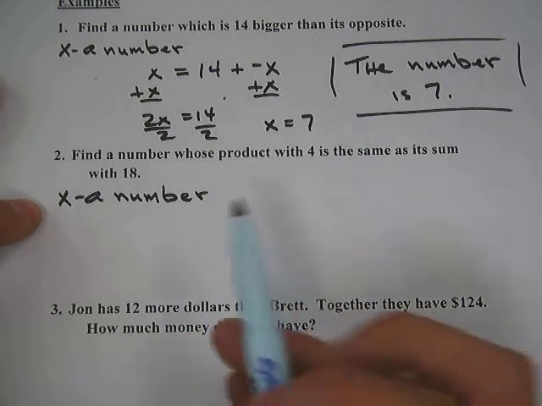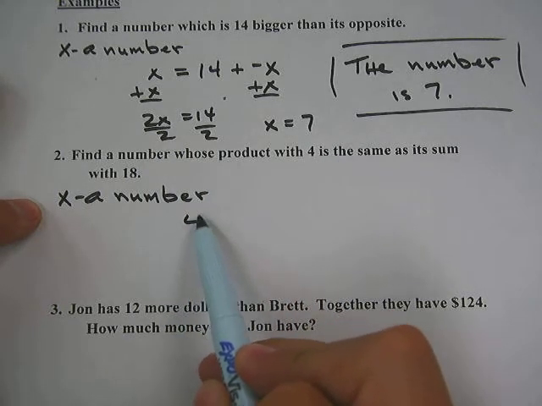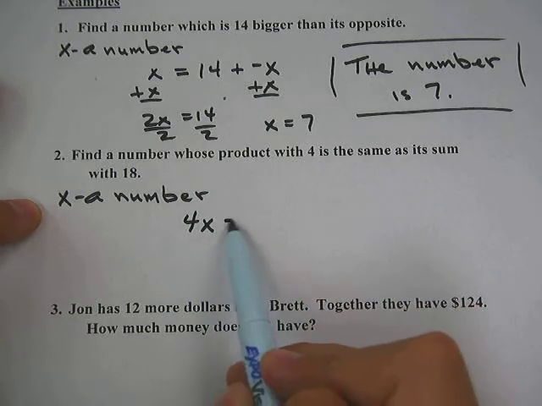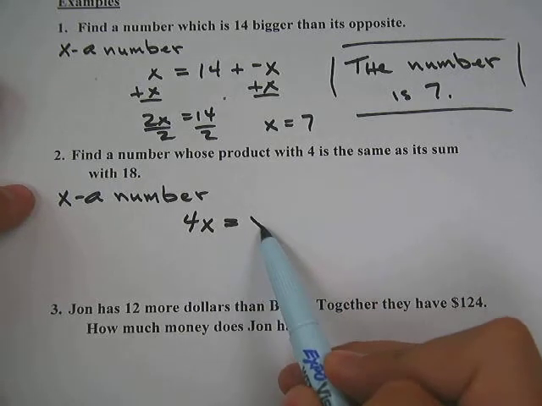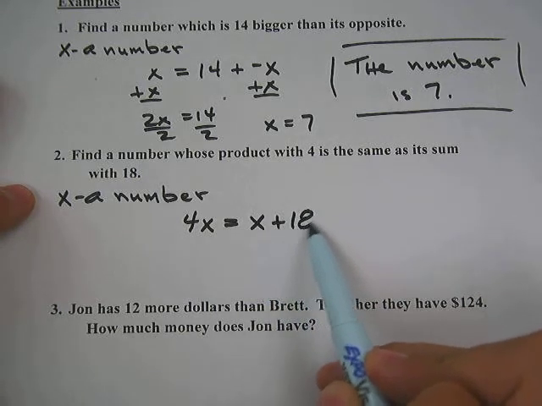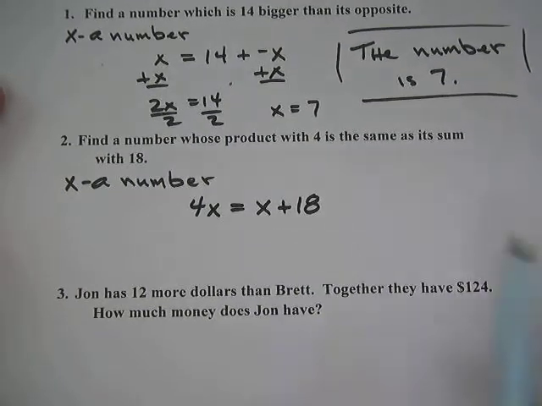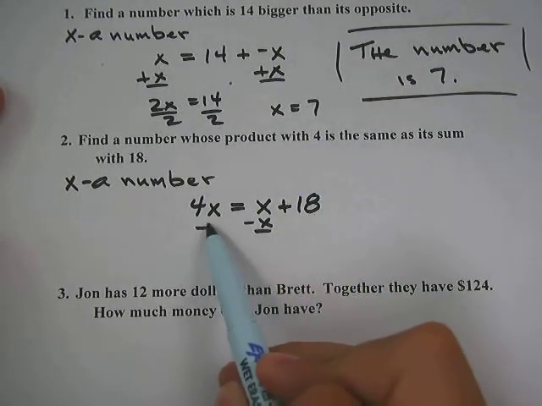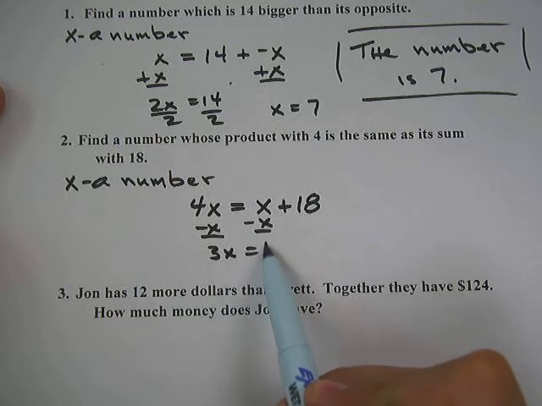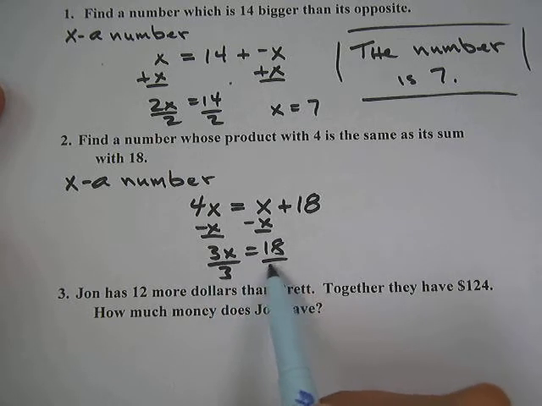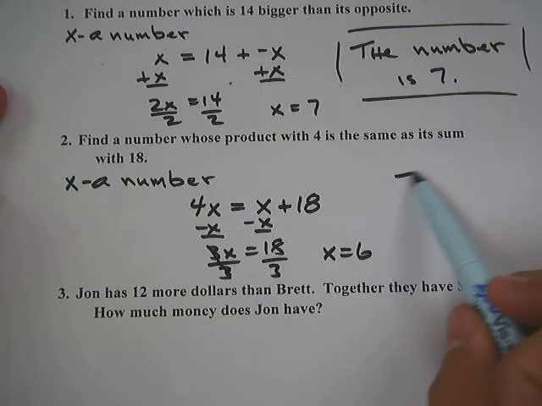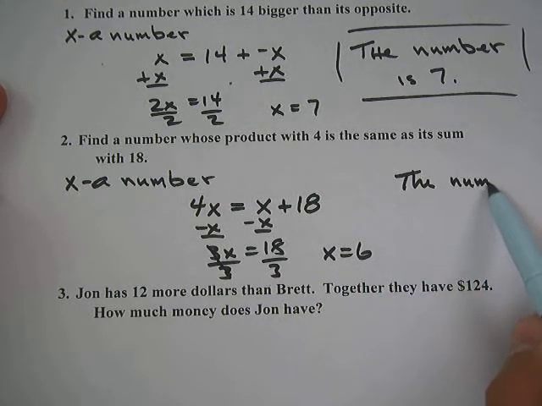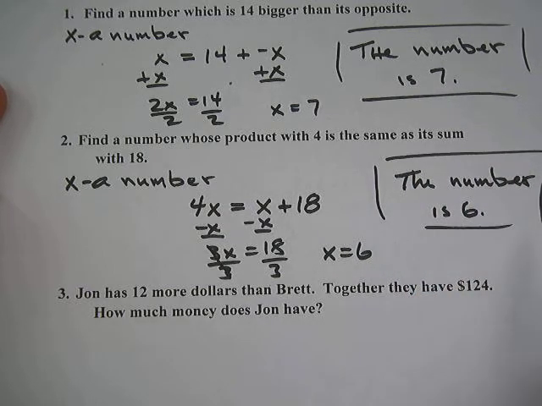So it says a number whose product with 4, so product means multiply, so it'll be 4x, is the same as its sum with 18. So the number's sum, which is plus 18. And there's my equation. Subtract x. 3x equals 18. Divide by 3. x equals 6. So the number is 6.